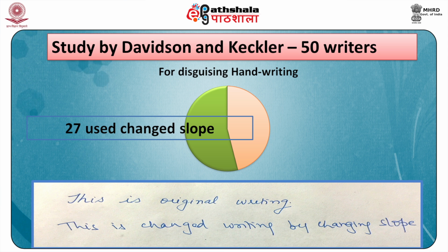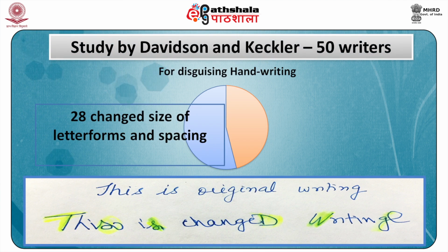Davidson and Keckler categorized the use of certain characteristics in their study of 50 writers. A change in slope was utilized by 23 of the 50 participants. It was also the most difficult characteristic for the writer to maintain throughout the exemplar.